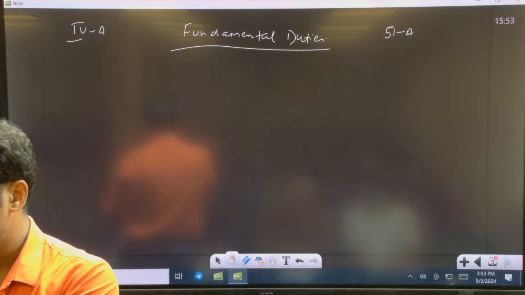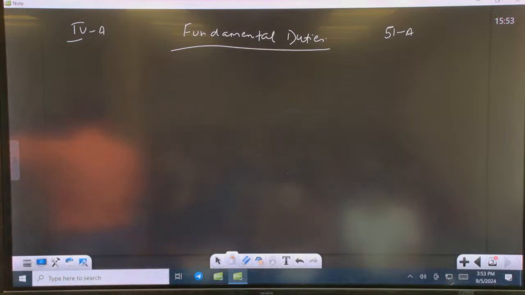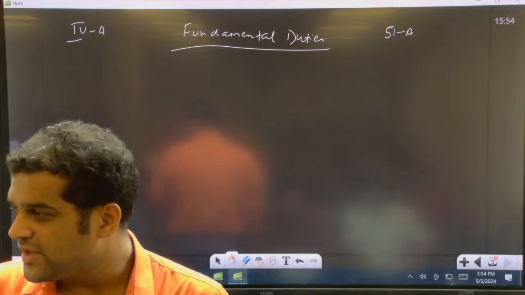For example, yes, any example of fundamental duties, what it might contain? Respect of national emblem, yes, national flag, national song, right? It is incumbent upon every citizen, you and I, to respect the national symbols, right? Very good. Any other duty? Yes, anyone else?